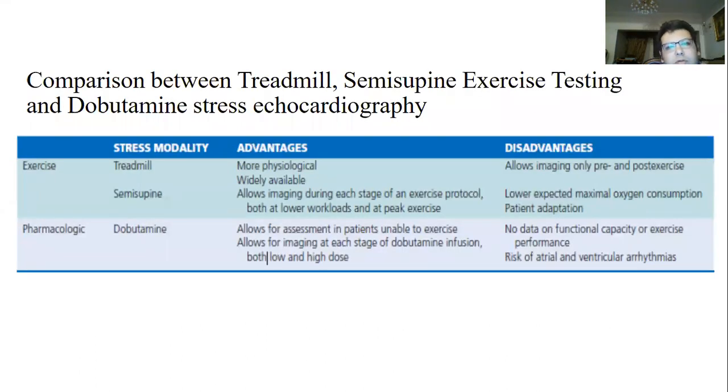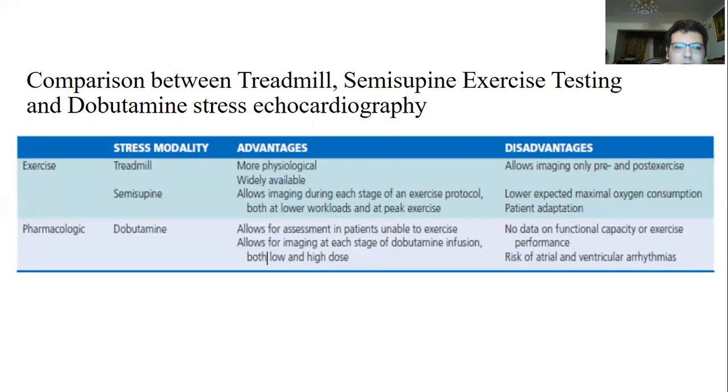This is a comparison between treadmill, semi-supine exercise testing, and dobutamine stress echo. The treadmill stress echo is more physiological. However, a disadvantage is that it allows imaging only pre and post exercise, while the semi-supine bicycle allows imaging during each stage of an exercise protocol, both at lower workload and at peak exercise. Another consideration is patient adaptation. The treadmill is widely available and the patients are more acquainted with treadmill stress tests than cycling.